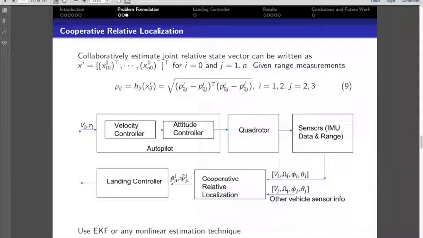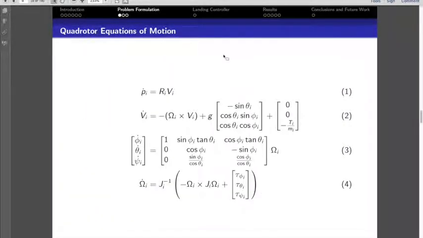So in this figure you can see that the input to the system is vi and ri. These are body frame velocities and turn rate, and then this internal velocity and attitude controller generates the torque and thrust commands, which is then sent to the quadcopter. Okay, so our reduced states then become just the position and the turn rate.